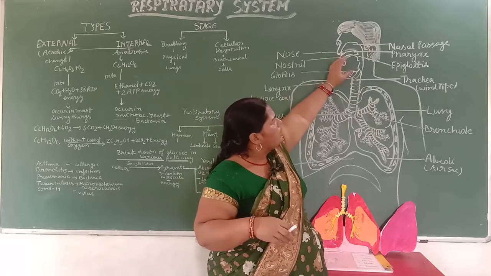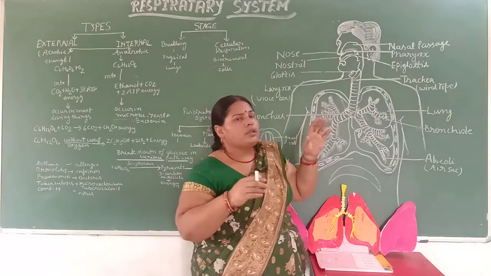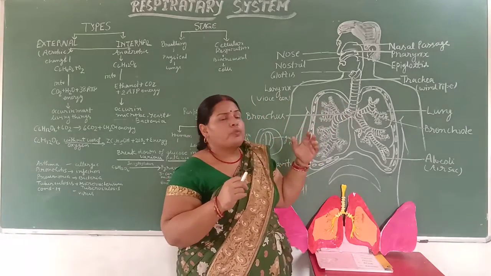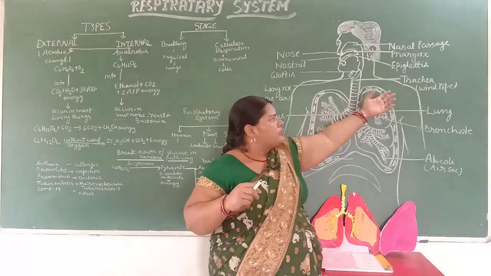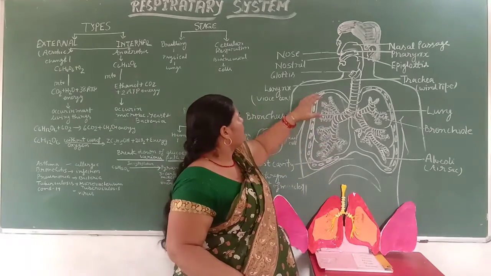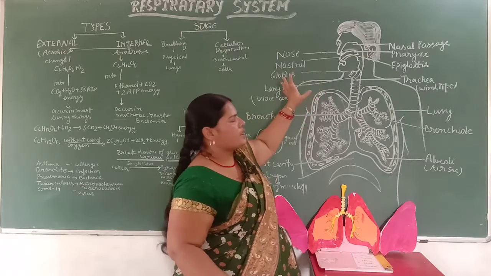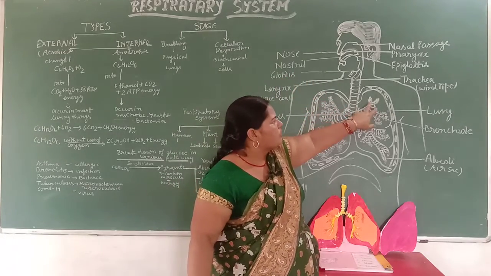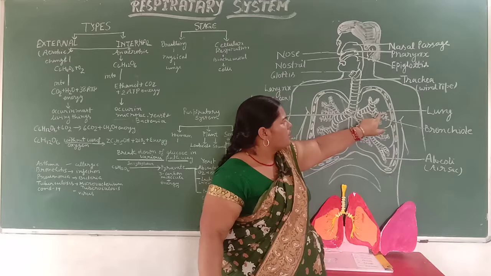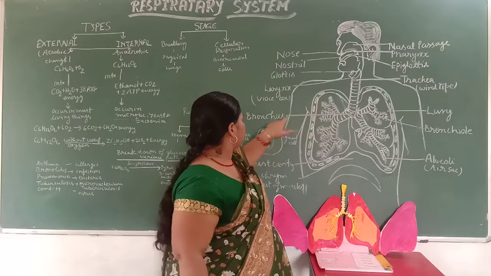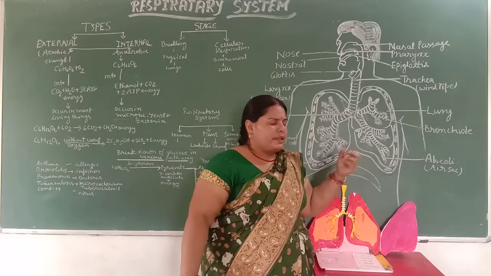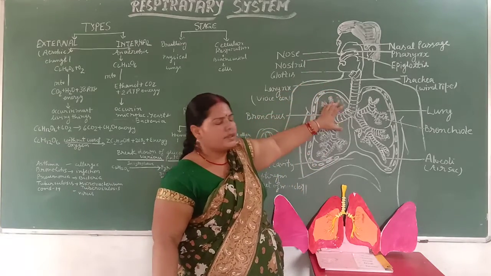When you take in food, the epiglottis flaps and closes the trachea pipe. And when you take in oxygen, the trachea opens. The trachea is also known as the windpipe and the esophagus is also known as the food pipe. Here is the larynx, also known as the voice box, and there are two lungs involved in respiration. There are the bronchi, the bronchioles, and the alveoli, the air sacs containing air. This is the human respiratory system.